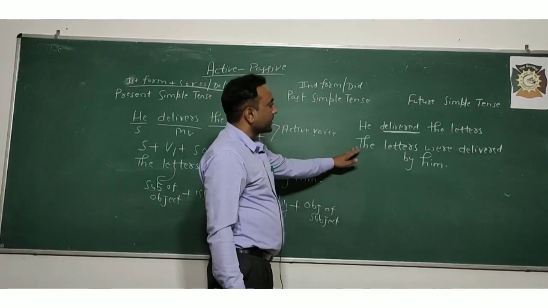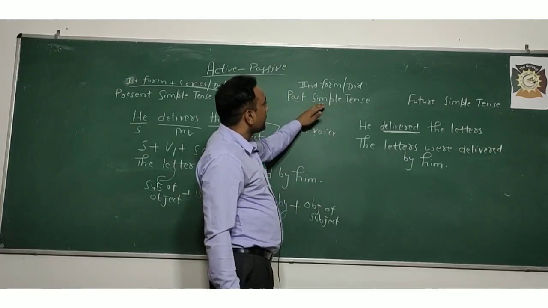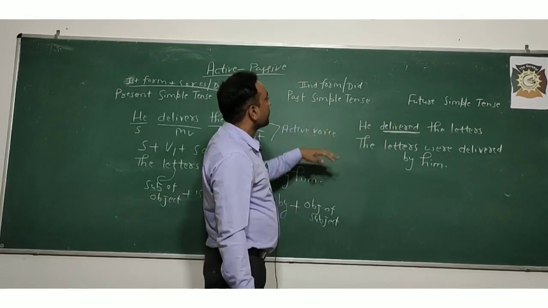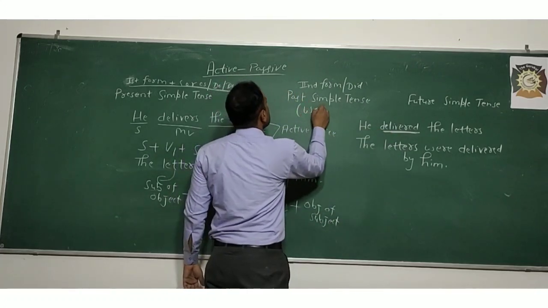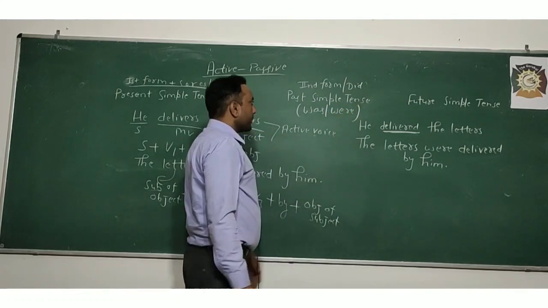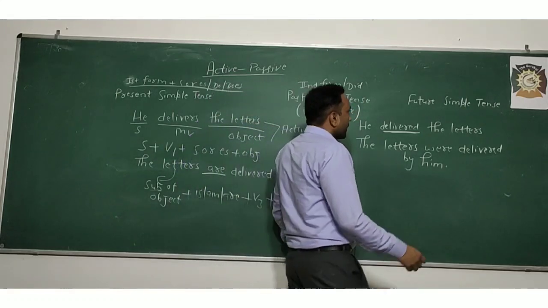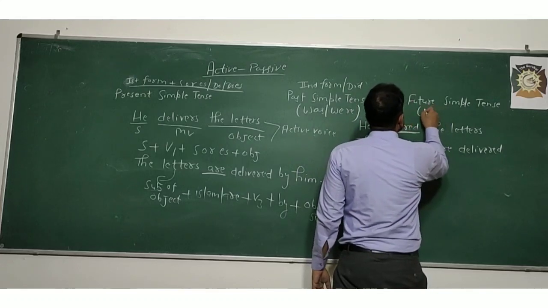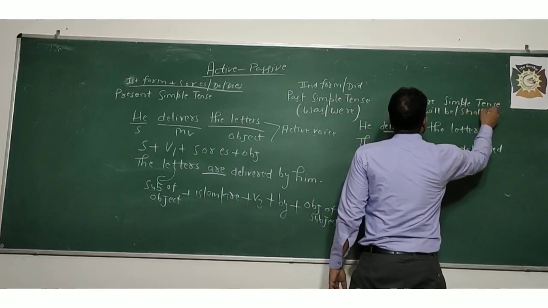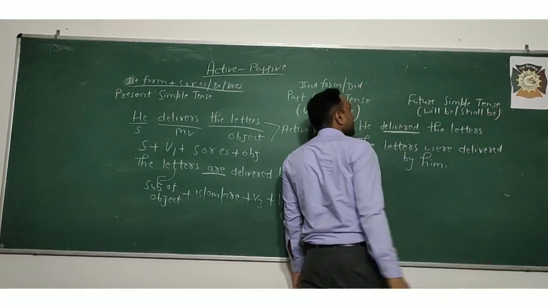The letters were delivered by him. In active voice, the second form of the verb, and in passive voice, was or were. In passive voice we always use was and were, and in simple future tense we always use will be and shall be.